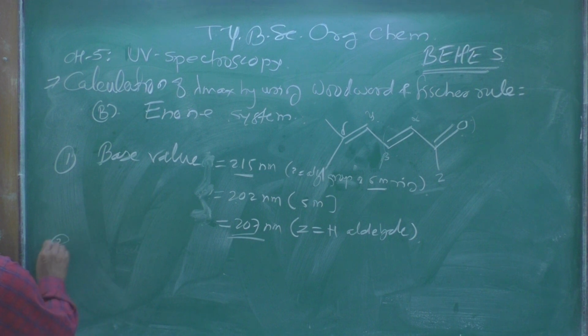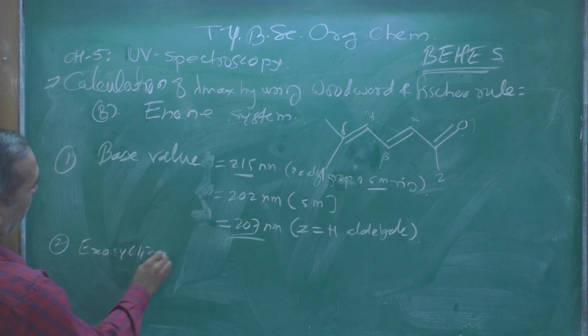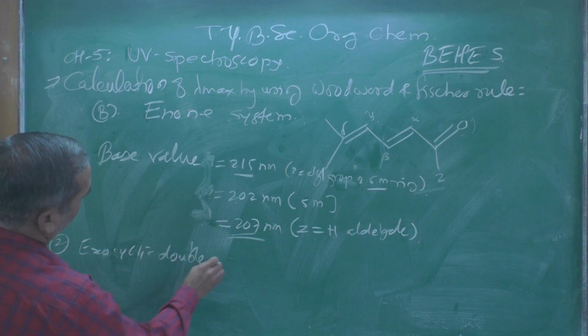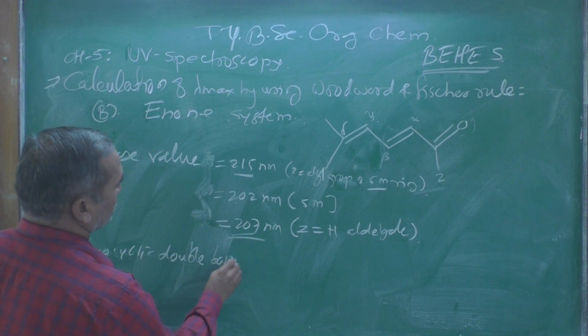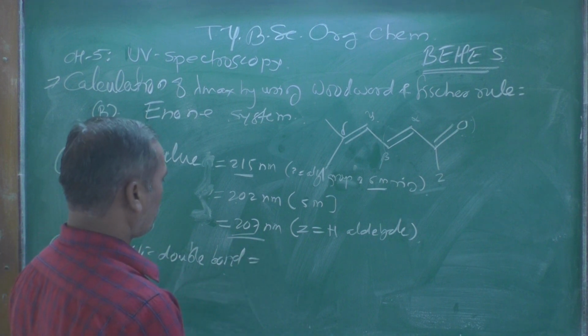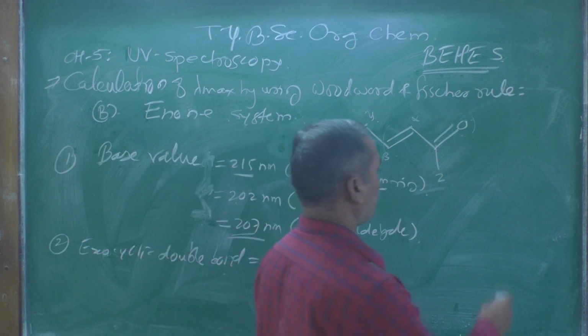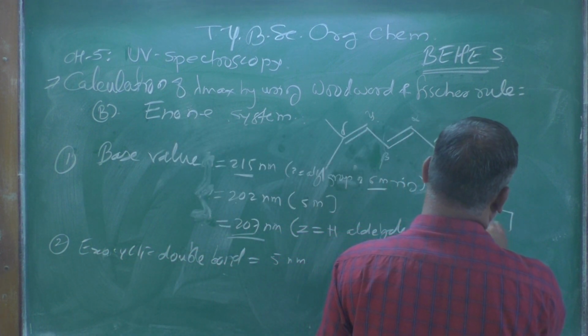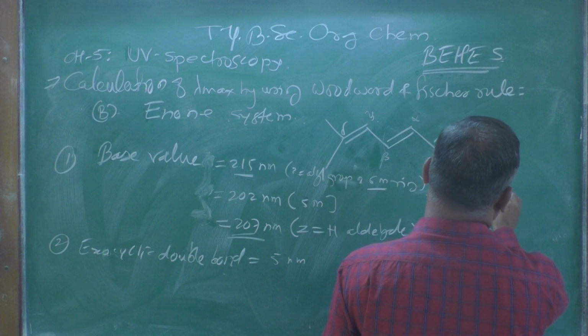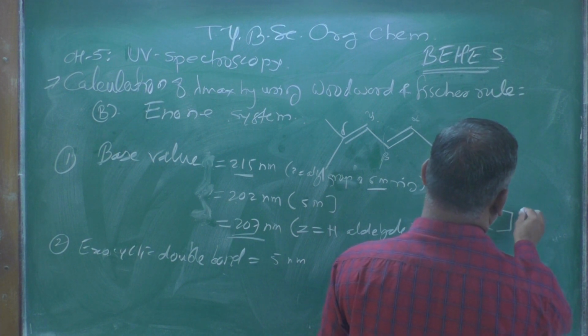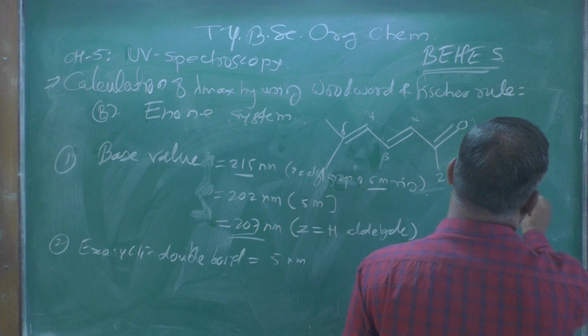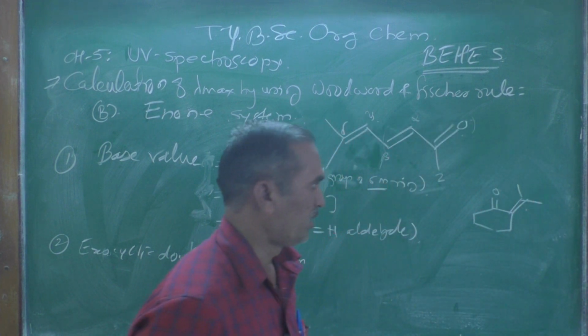Second one, as we know, is the exocyclic double bond. E stands for exocyclic double bond. Then you can consider it as 5 nanometer. How do you know the exocyclic double bond? Let us see over here. Here is a double bond. One double bond is here. So this is the case.